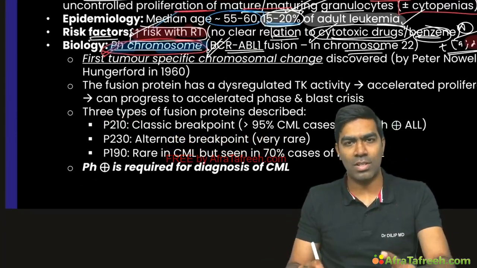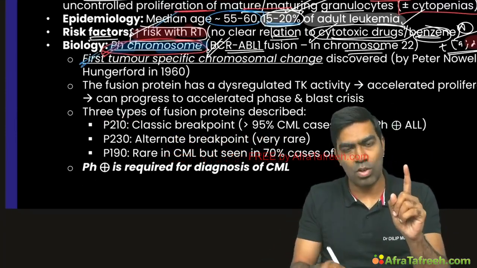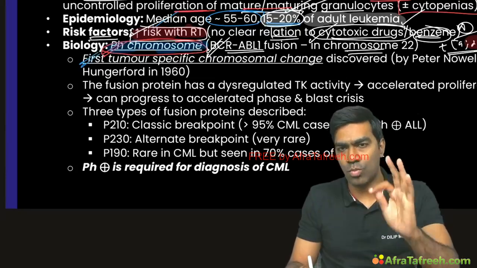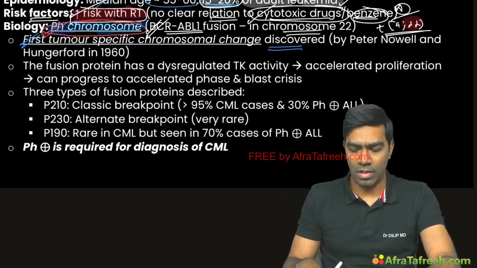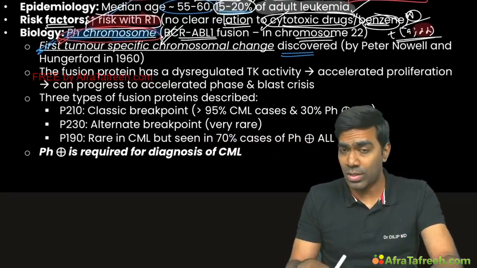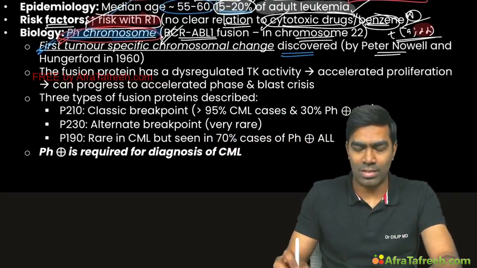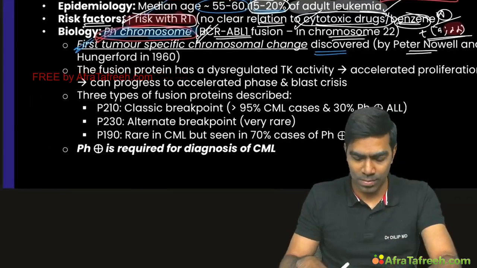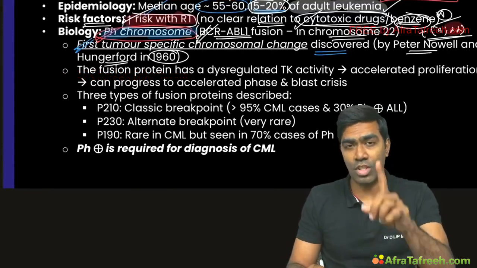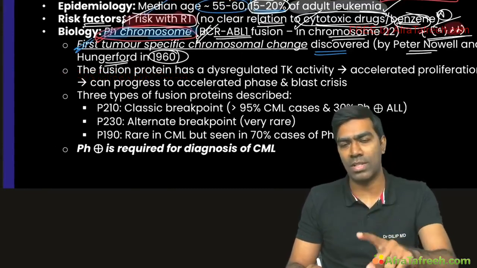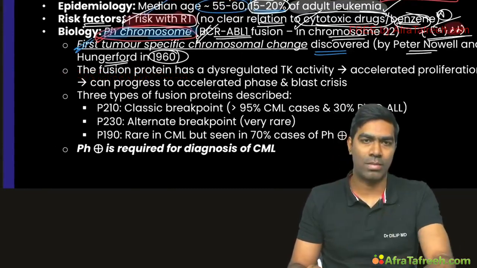And to be honest, the Philadelphia chromosome is the first tumor-specific chromosome change ever discovered. In exams, they might ask who discovered it. It was discovered by two scientists, Dr. Peter Nowell and Dr. Hungerford, in the 1960s. It's the first tumor-specific chromosomal change ever discovered, period.